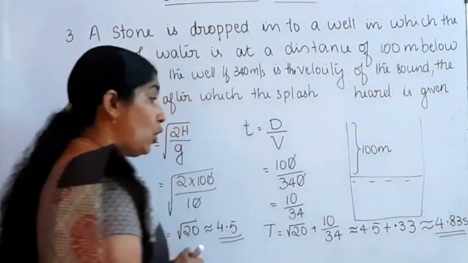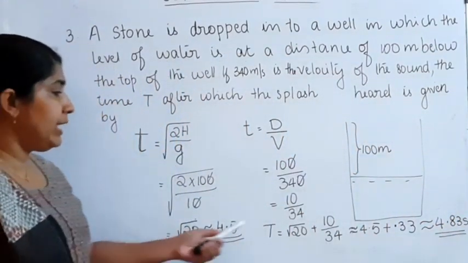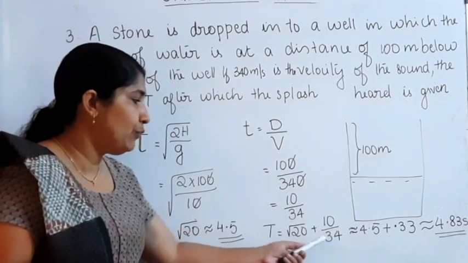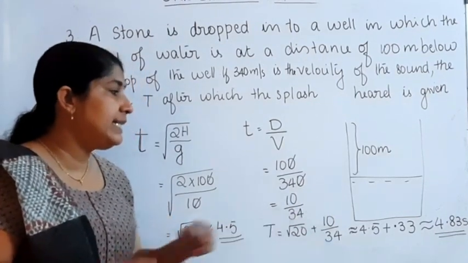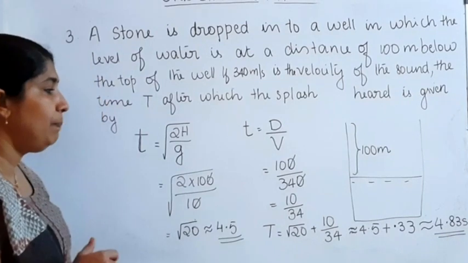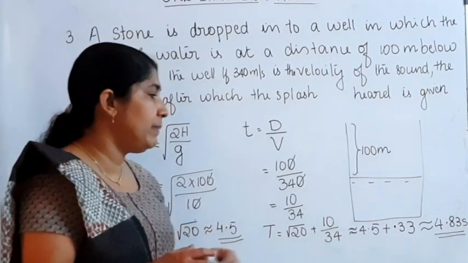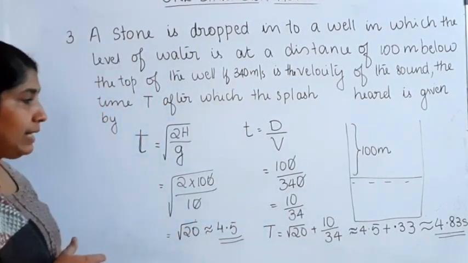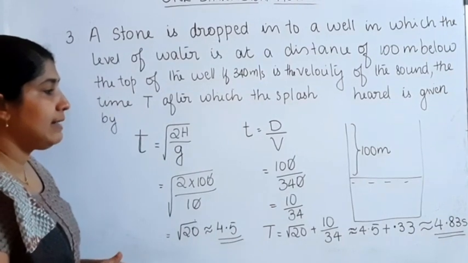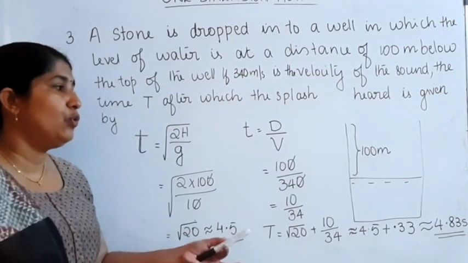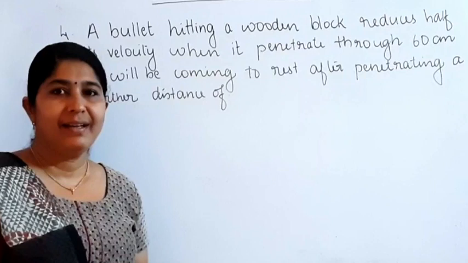Okay, this is the approximate answer. The correct one is root 20 plus 10 by 34. Root 20 is approximately taken as 4.5 and 10 by 34 is approximated as 0.33. Therefore, the final answer is approximately equal to 4.83 seconds.